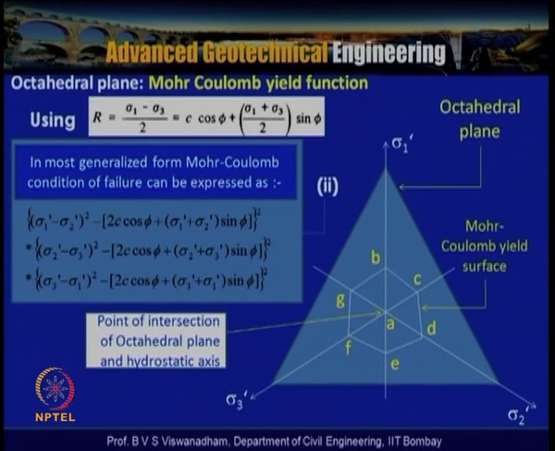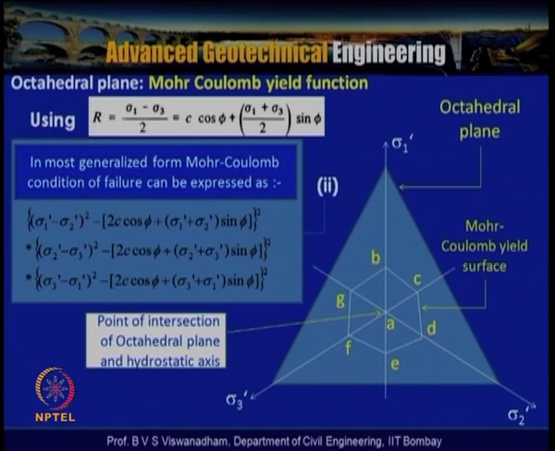Now using the Mohr circle, if you look at the earlier interpretations, we can write the radius r equal to (sigma 1 minus sigma 3) by 2, which is equal to c cos phi plus (sigma 1 plus sigma 3) by 2 sin phi. So by using this, sigma 1 minus sigma 3 is equal to 2c cos phi plus (sigma 1 plus sigma 3) sin phi.